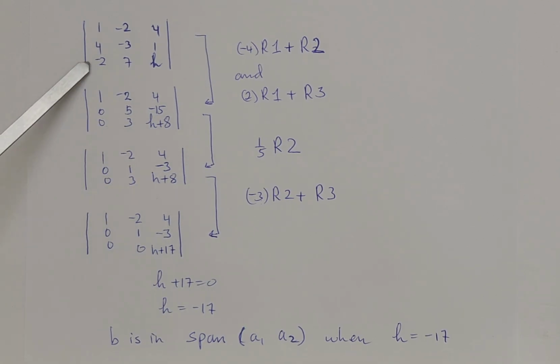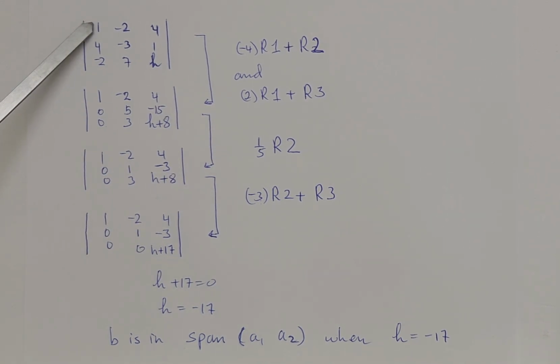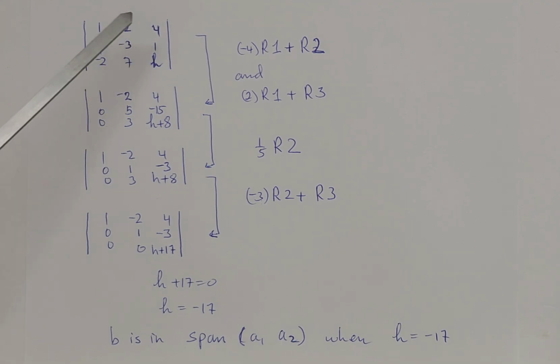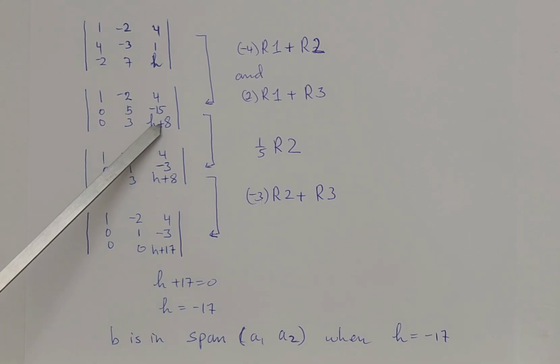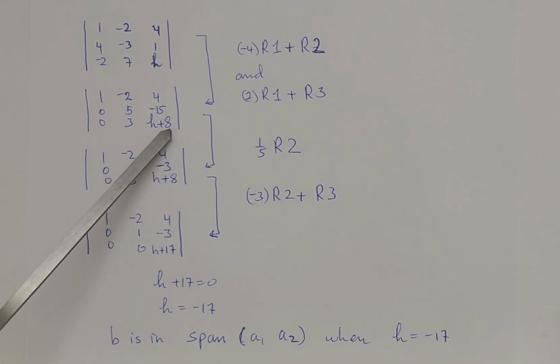Repeat that process for the third row. So 2 times 1 is +2. 2 plus -2 gives me 0. 2 times -2 gives me -4. Plus 7 gives me 3. 2 times 4 gives me 8. 8 plus h gives me h plus 8. So now this third row becomes 0, 3, h plus 8.